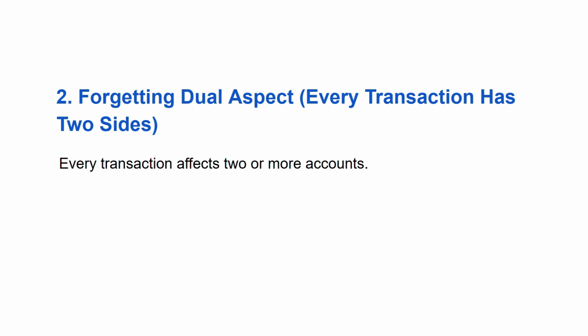Remember, every transaction affects two or more accounts. If something comes in, something must go out. For example, if you purchase goods for cash, goods come in, that is debit, and cash goes out, that is credit. So never record one sided entries.